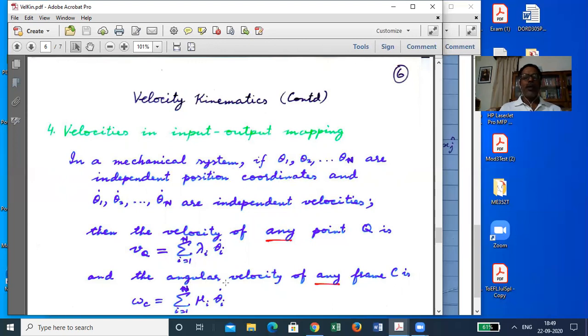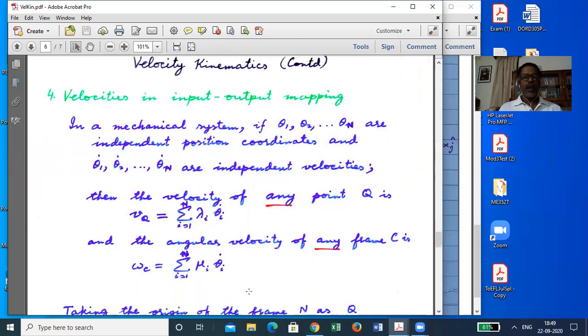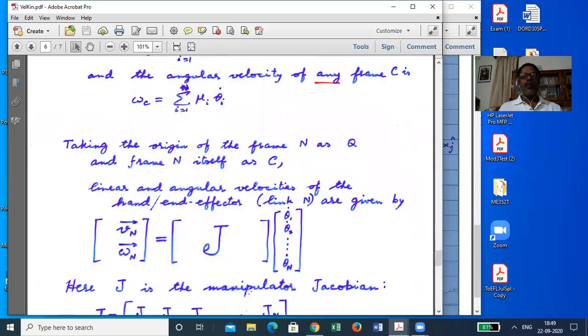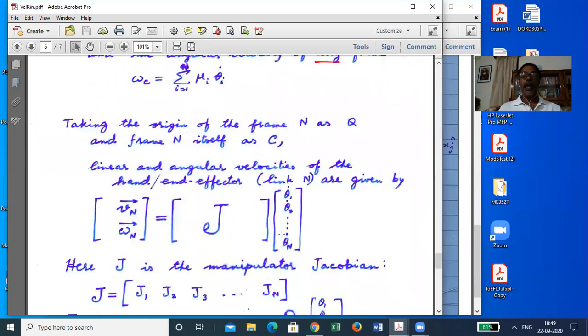Similar situation will hold for angular velocity also. So, taking the origin of the frame of reference n, that is the hand, as the point q, as we discussed earlier, and frame n itself as the frame of reference c, linear and angular velocities of the hand or end effector, that is link n, can be composed as linear combinations of theta dots.